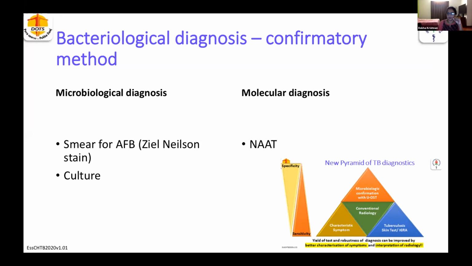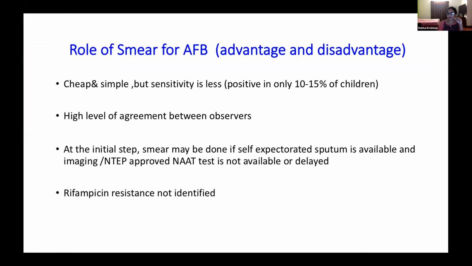These are our options. So where do we use smear for detecting acid-fast bacilli? Are we still using that? That is the question. The advantage is that it is cheap and simple, but the disadvantage is that the sensitivity is very low, and it is positive in only 10 to 15% of children.